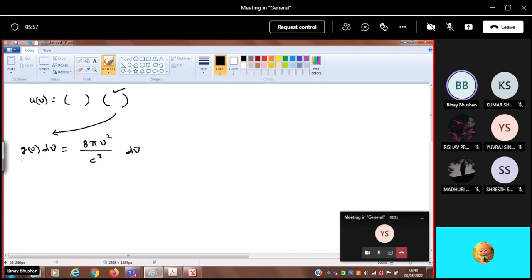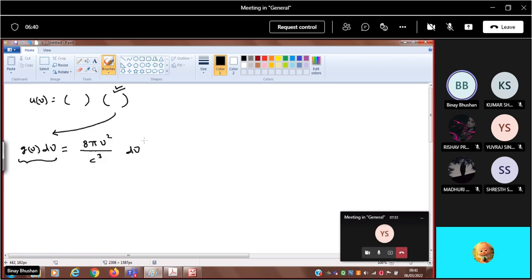For example, what is the quantity on the LHS? Yuras, what is the quantity? Frequency. Sir, energy density of spectral lines. What is the second term? I have written the second term. That is the number of standing waves per unit volume, right? Yes, sir. Number of standing waves per unit volume.